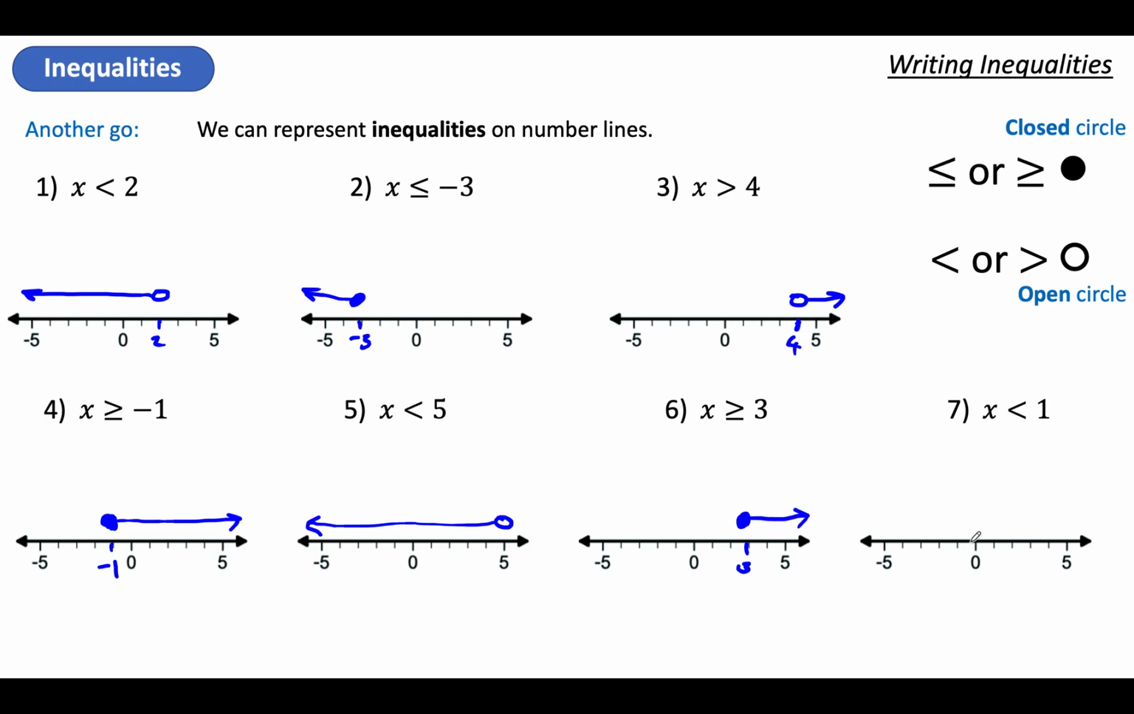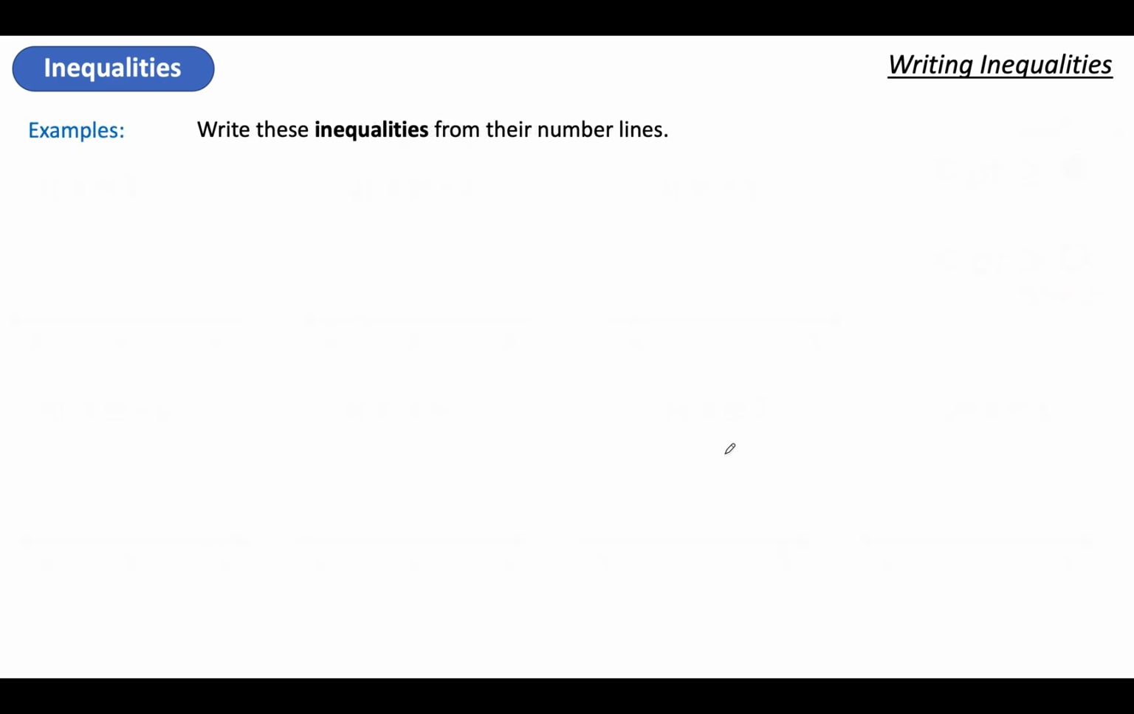And then x is less than 1, so let's identify where 1 is. Put the appropriate circle, which in this case should be open, because it doesn't actually include 1, just all the things less than 1. So arrow to the left, open circle. Cool, well done. Let's try this then.